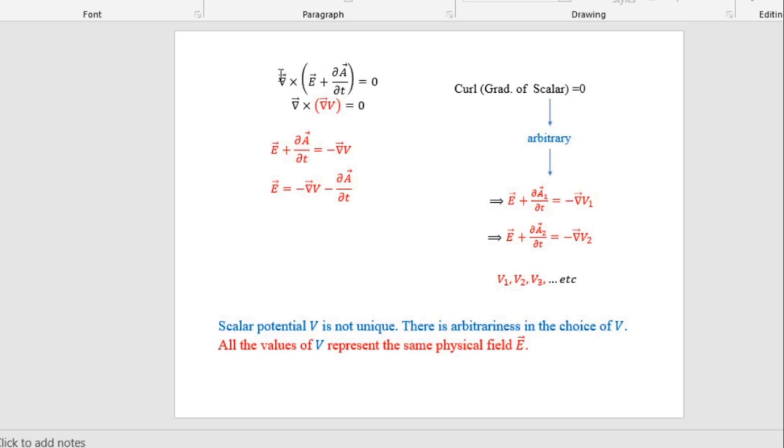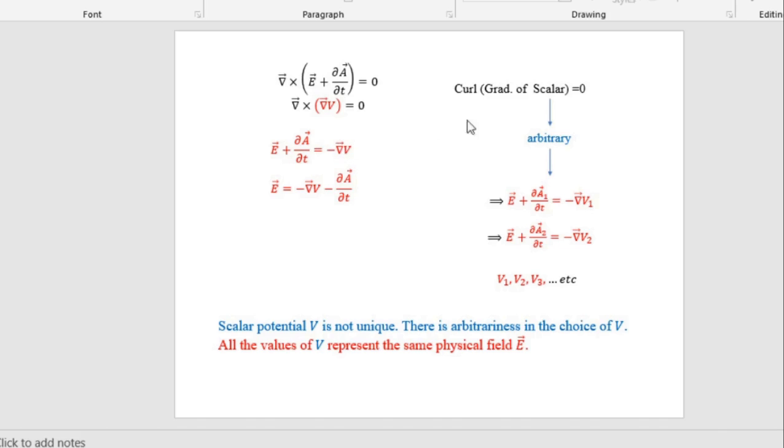This is the equation, curl of E plus del A del t, from which we have defined the scalar potential V. Following the principle that curl of gradient of a scalar is equal to 0, we can write down curl of gradient of a scalar V is equal to 0, so that by comparing these two equations we can write down this quantity E plus del A del t is equal to gradient of V. And we have defined this V as the scalar potential.